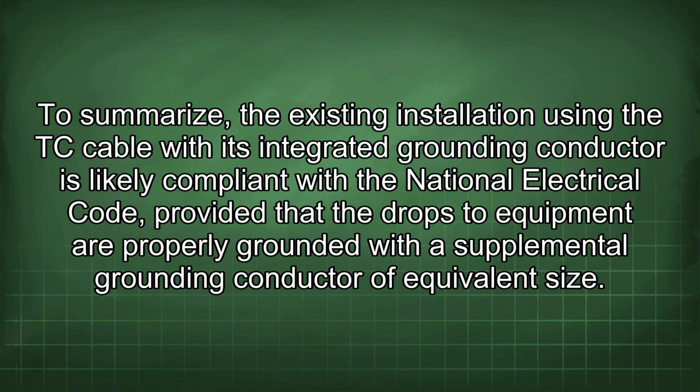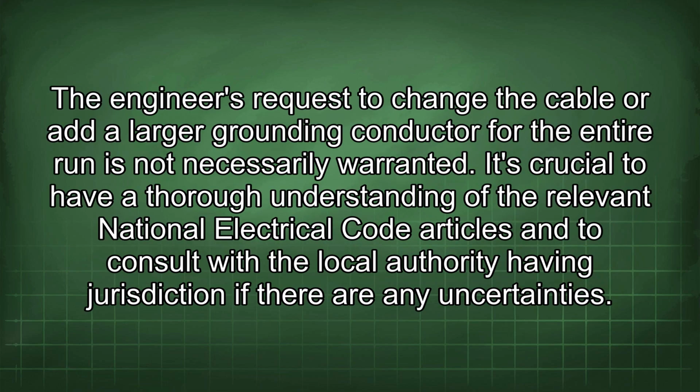To summarize, the existing installation using the TC cable with its integrated grounding conductor is likely compliant with the National Electrical Code, provided that the drops to equipment are properly grounded with a supplemental grounding conductor of equivalent size. The engineer's request to change the cable or add a larger grounding conductor for the entire run is not necessarily warranted. It's crucial to have a thorough understanding of the relevant National Electrical Code articles and to consult with the local authority having jurisdiction if there are any uncertainties.